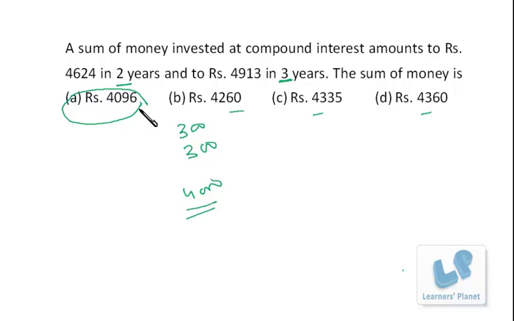If you think logically, you'll be able to arrive at this answer very quickly. You don't have to go for any sort of calculation, because 4260, 4335, 4360 cannot be the correct option if around 300 is the interest portion per annum. I'm just doing an approximate calculation here because the options are far off from each other. In the previous problem, the options were closer to each other. That's why we calculated the unit digit.